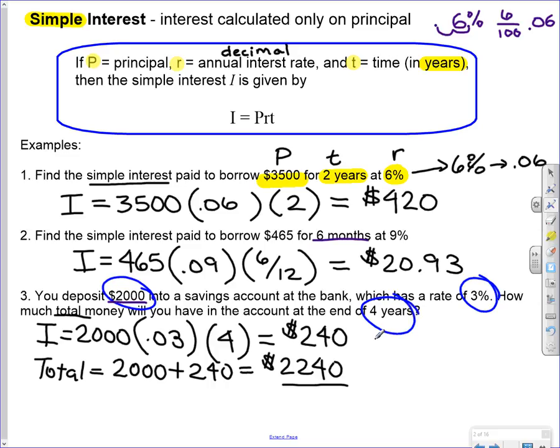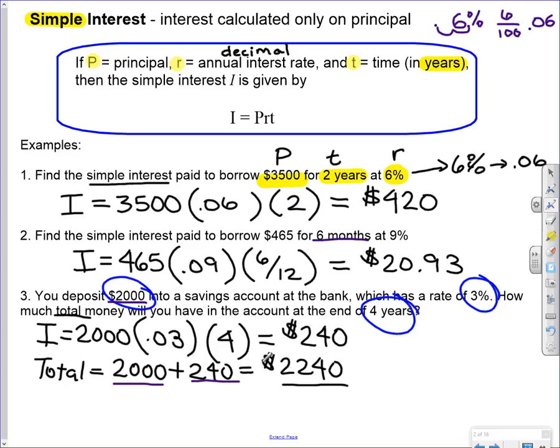Now, at the end of 4 years, am I going to have $240 in my savings account? Well, I hope not, right? Hopefully, I'm going to already have that initial 2000 that I put in, right? The 240 is going to go on top of that, right? So now I can add these two things together, and at the end of 4 years, I should have $2,240 in my savings account.